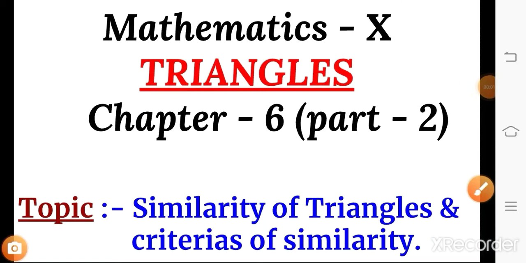In the previous presentation, we have learned the concept of the basic proportionality theorem or the Thales theorem. We have done the proof of that, and you have to do the proof of theorem 6.2, which is the converse of the basic proportionality theorem. And in this presentation, we are going to discuss when two triangles are similar.